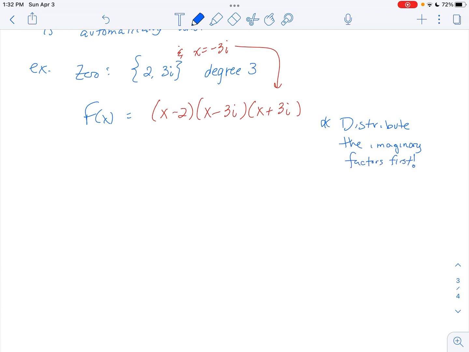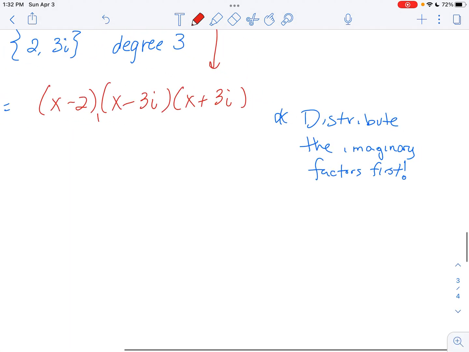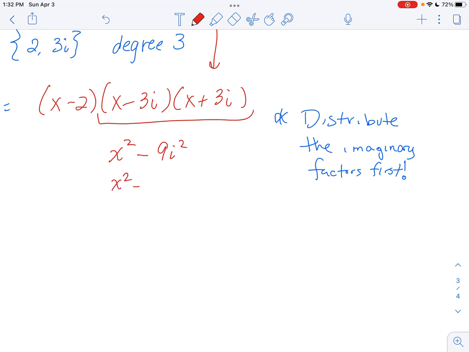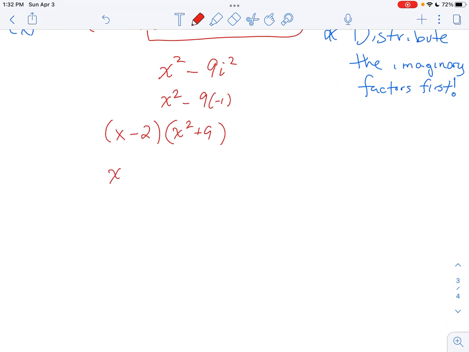Otherwise, you get some crazy answers if you kind of mess up the work along the way, which is very easy to do. So if I just distribute this, this is like difference of squares, multiplying conjugates. We square the first term, we square the last term, we always have subtraction in the middle. What you need to remember is that i squared is negative 1, and so that's really going to be a plus 9. Then you can distribute with the x minus 2. So x cubed minus 2x squared plus 9x minus 18 would be its final polynomial solution.